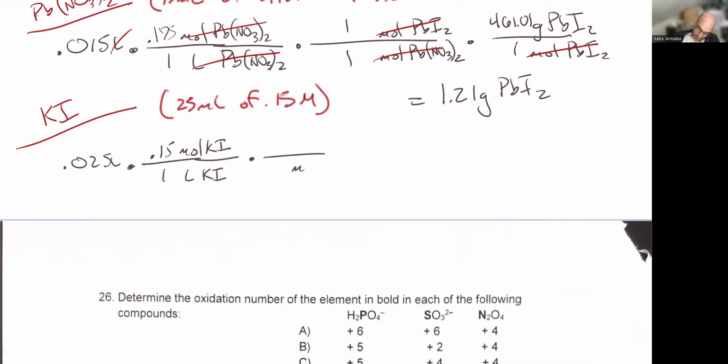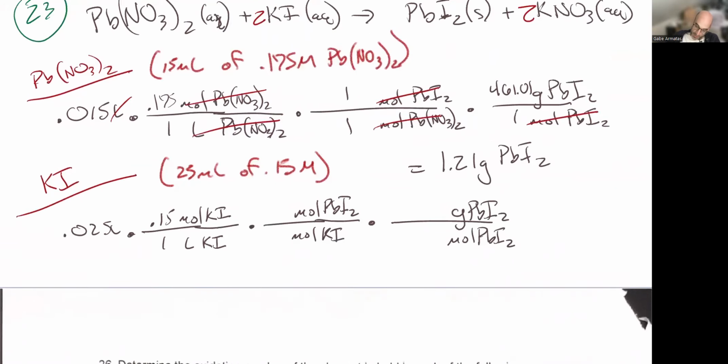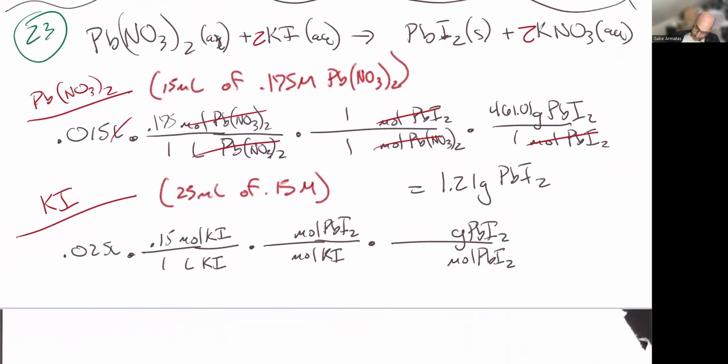times fraction. I want moles of KI to go away. I want moles of PbI2 to remain. And let's just keep going. I want moles of PbI2 to go away, and I want grams of PbI2 to remain. So according to the balanced chemical equation, 2 moles of KI produce 1 mole of lead iodide. And we know this from above: 461.01 grams of lead iodide is 1 mole of lead iodide.